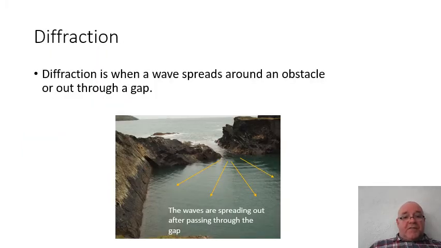Right, the last property is diffraction. So diffraction is when a wave spreads around an obstacle or through a gap. We can see here, this one was taken in Scotland, this picture, by the way, the waves are coming in through that gap there. And if you look at the direction of the waves, you'll see that they're actually spreading out in all directions.